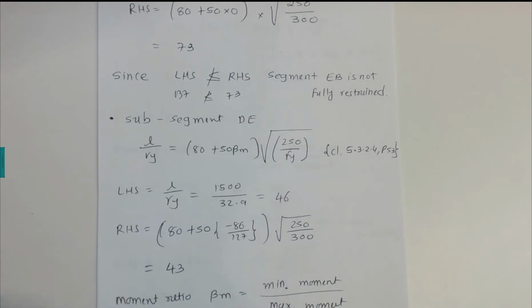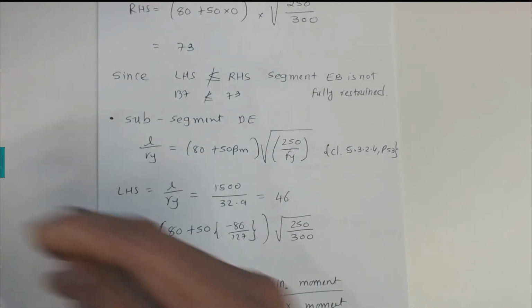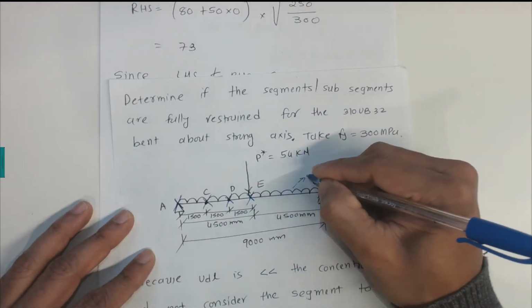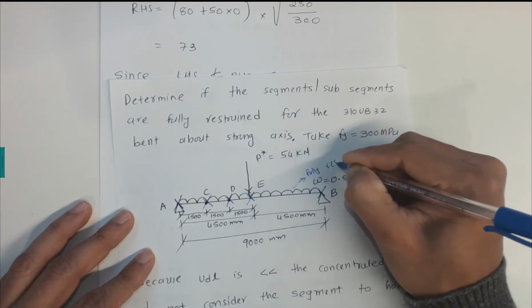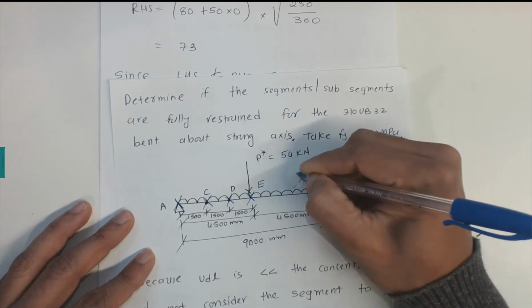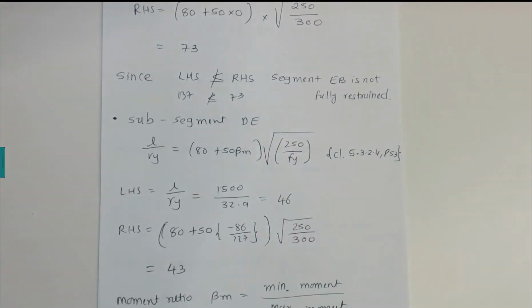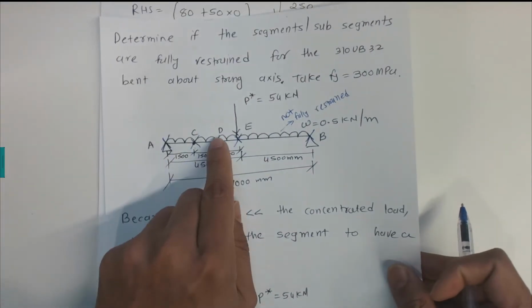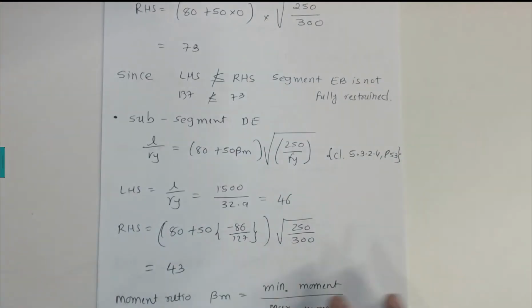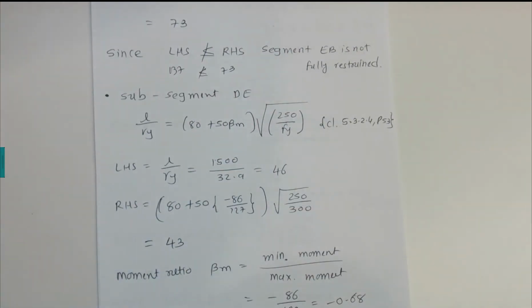Now we can say that this segment is not fully restrained. We checked it, right? Now we're going to check these other segments. So let's start with segment D, subsegment DE. For subsegment DE, we are going to use the same equations to check the conditions.